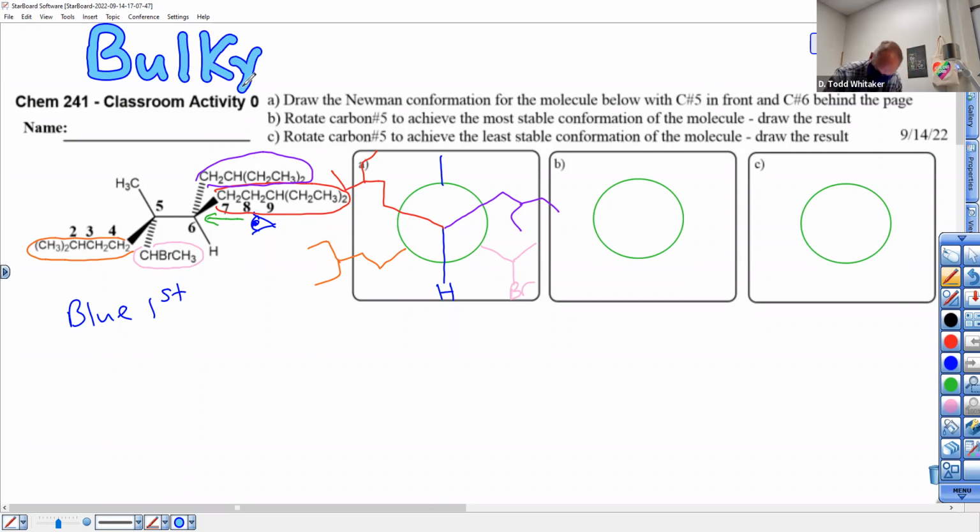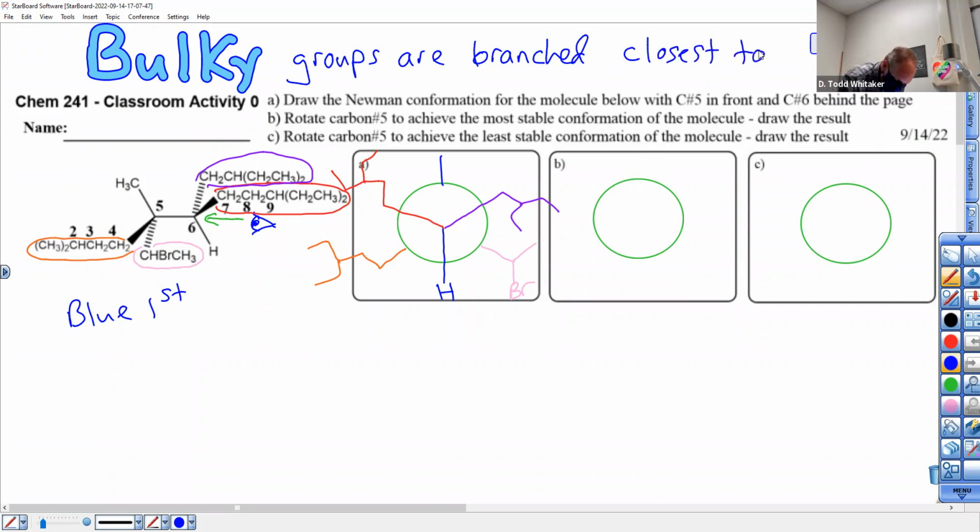Bulky groups are branched closest to where they are attached. What does that mean?